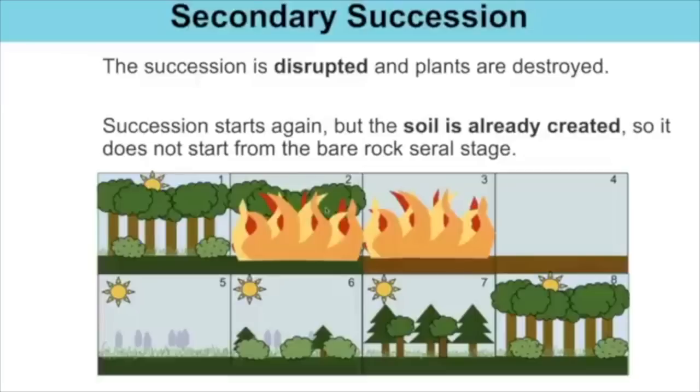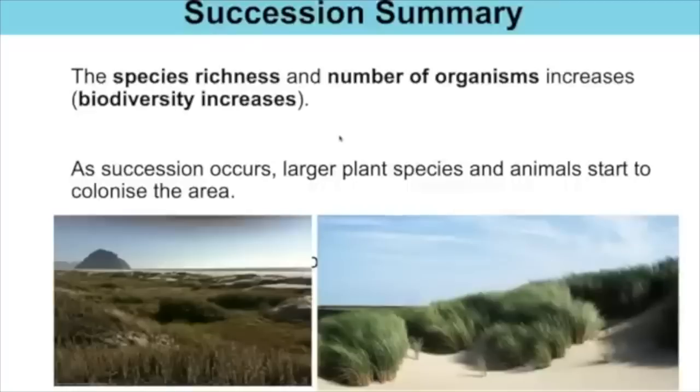Now, a secondary succession is when the succession is disrupted and the plants are destroyed. Therefore, the succession has to start again, but we don't start again from bare rock because the soil is already there, it's just the plants that have been destroyed. So overall, from succession, as we have that change over time, the species richness will increase, as well as the number of organisms, or in other words, the biodiversity increases over time.